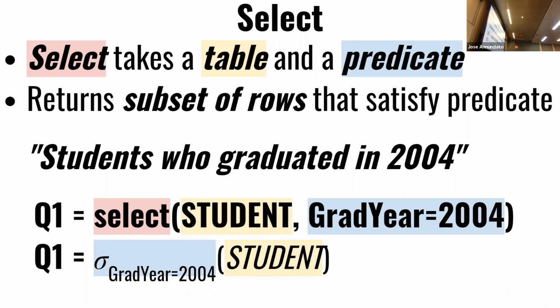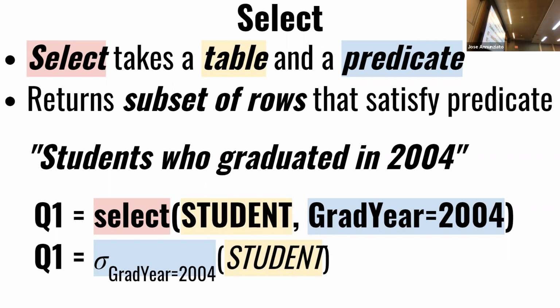Now, these have a standard syntax of using these operations. For instance, select is the keyword select that takes two arguments. One is the input data set, in this case might be student, or the set of all the students, comma, the predicate. I only want the students whose graduating year is 2004.